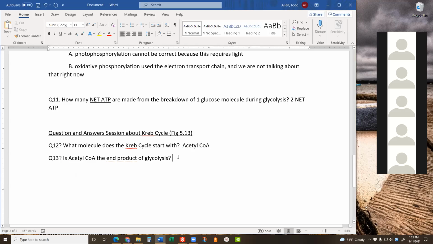I mean, if you just pan back to figure 512, you see the end product of glycolysis is pyruvic acid. So pyruvic acid is the end product of glycolysis, but Krebs cycle starts with acetyl-CoA. What the heck is going on here? Well, that's why I'm bringing this up, because we need to talk about it.